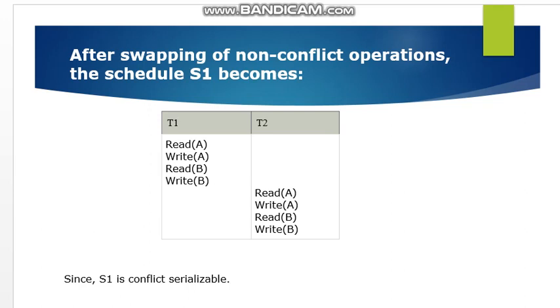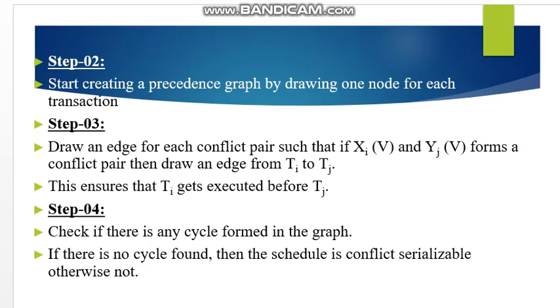Since S1 is conflict serializable, if we are able to find a schedule like this, where the serial schedule and the non-serial schedule generate the same results, then we say that it is conflict equivalent, and every conflict equivalent schedule is also conflict serializable. I think this is clear to you.